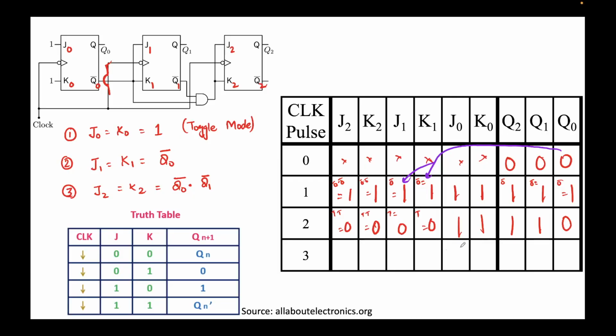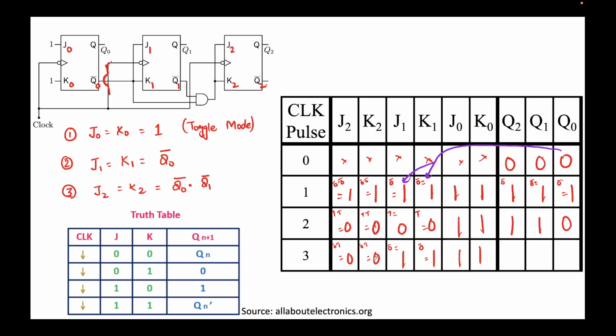Okay. Now let's complete the third row. First we'll populate the input. J0, K0 is 1. J1, K1 is nothing but Q0 bar. Q0 bar is 0, so 0 bar will turn out to be 1. 0 bar will again turn out to be 1. And for Q0 bar times Q1 bar, that is 0 bar dot 1 bar, this will turn out to be 0. 0 bar dot 1 bar will again turn out to be 0.